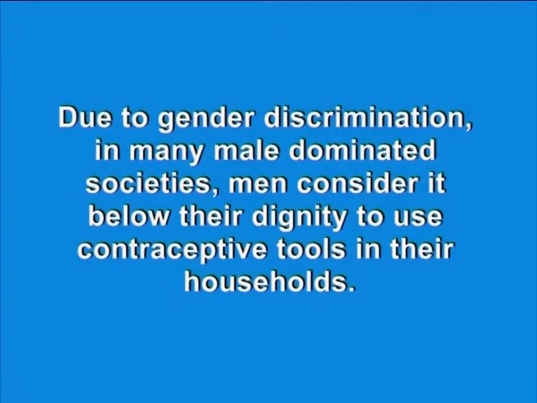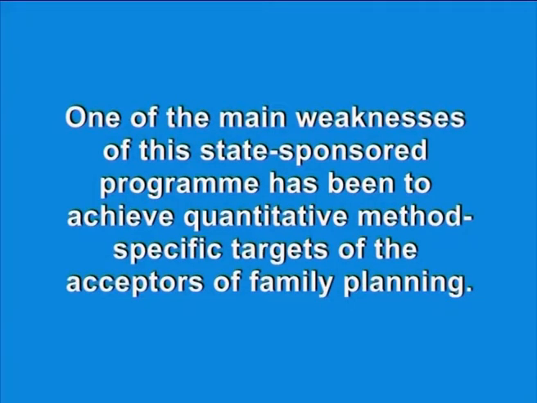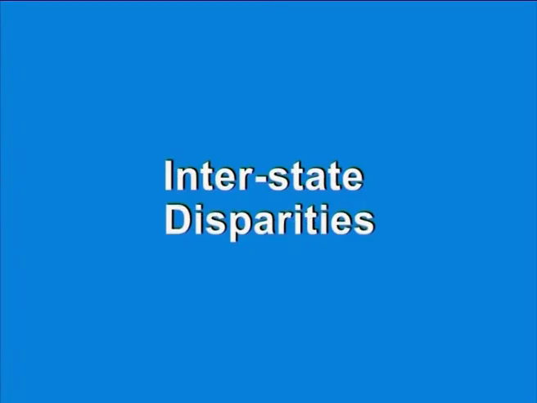Next problem is gender discrimination. Due to gender discrimination in many male dominated societies, men consider it below their dignity to use contraceptive tools in their households. Next problem is emphasis on quantitative targets. One of the main weaknesses of this state-sponsored program has been to achieve quantitative method specific targets of the acceptors of family planning. Next problem is interstate disparities.